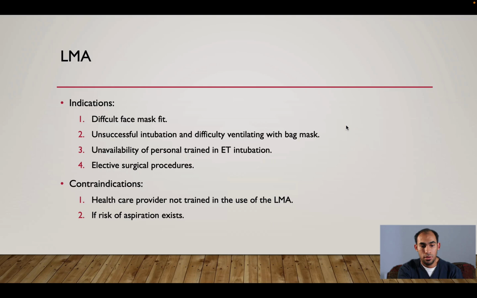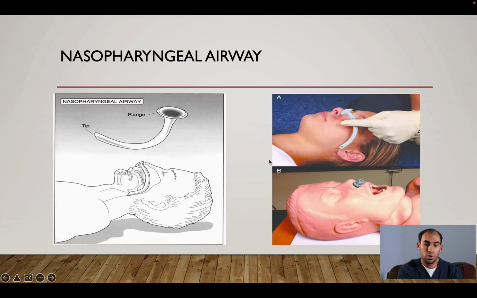And to insert it, we have to lubricate the tube first and insert it slowly. If you feel resistance, don't force it. Remove and insert again.